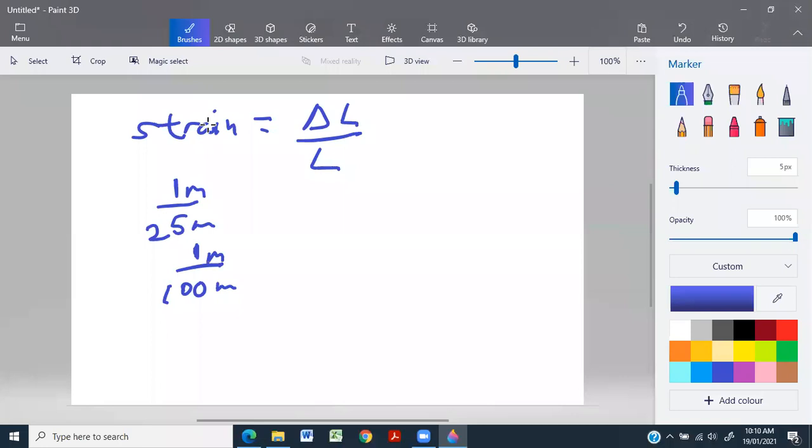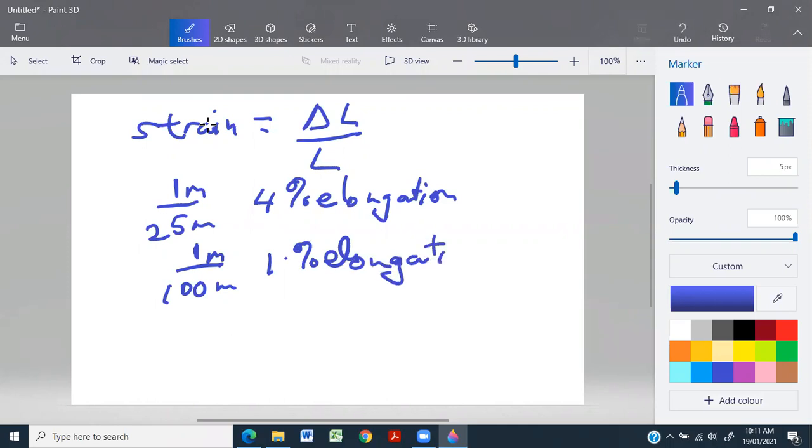Here, the strain was more on this because this is technically 4% elongation versus this just being 1% elongation. So the strain here is more because of course it's a shorter piece of material. So percentage-wise, it's being stretched for more. So this is how we quantify this elongation, by using strain.